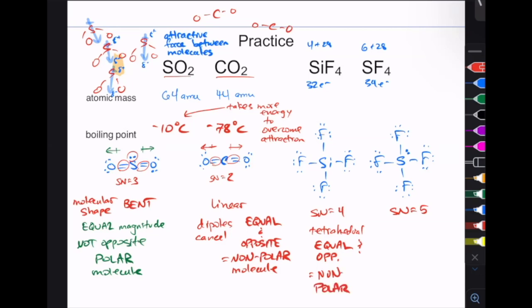What's the molecular shape for sulfur tetrafluoride? The molecular shape is seesaw. The electronic shape is trigonal bipyramidal. But we have trigonal bipyramidal with one lone pair. That's going to give us seesaw. Seesaw is not in opposition. I mean, you've got a lone pair in there. It's not going to be in opposition. So these are equal, but they're not opposite. So this is going to be a polar molecule.